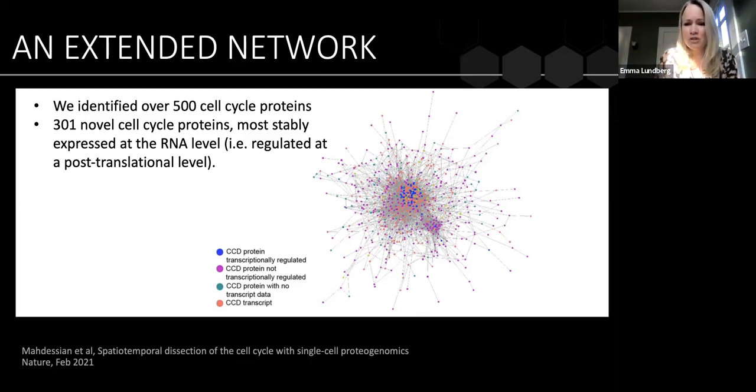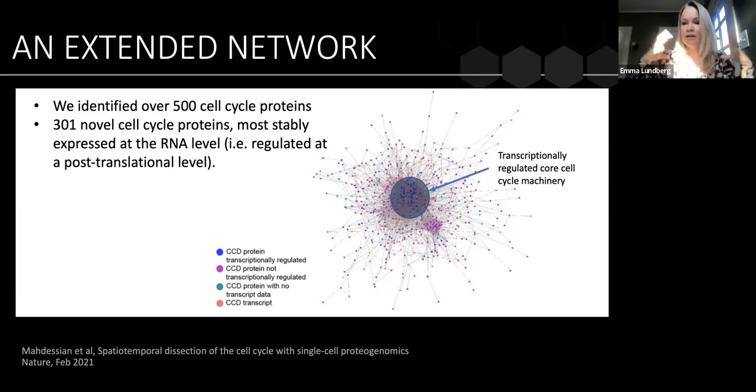But then if we look at which are the ones that are regulated by transcript cycling, it's a bit hard to see the colors here, but basically we get this super tightly connected core of transcriptionally regulated core cell cycle machinery. And then the new proteins that we found, they're basically connected to this core, but form an extended network. And maybe we're thinking that this is how cell cycle signaling is propagated out to the cell, for example.